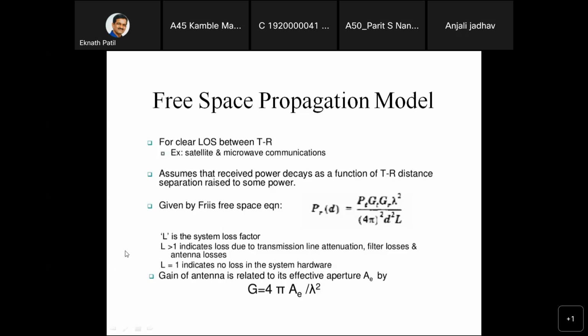free space propagation model. L greater than 1 indicates loss due to transmission line attenuation, filter losses and antenna losses. L equal to 1 indicates no loss in the system hardware. Gain of the antenna is related to the effective aperture of the antenna and can be written as G is equal to 4 pi AE, where AE is the effective aperture, divided by lambda square, where lambda is the wavelength of the transmitted signal.